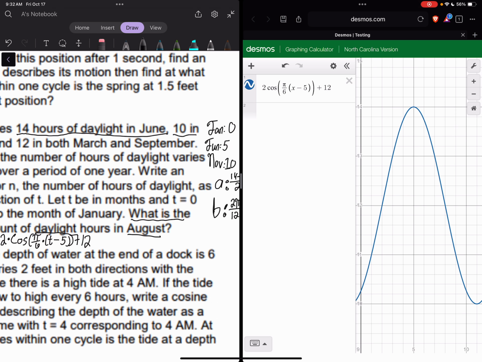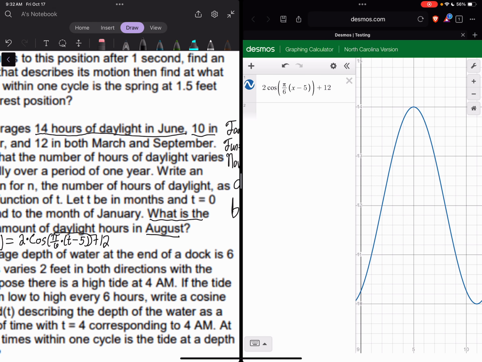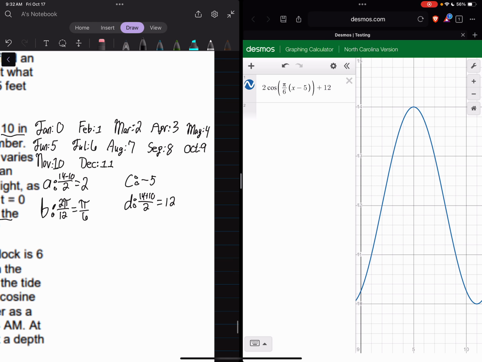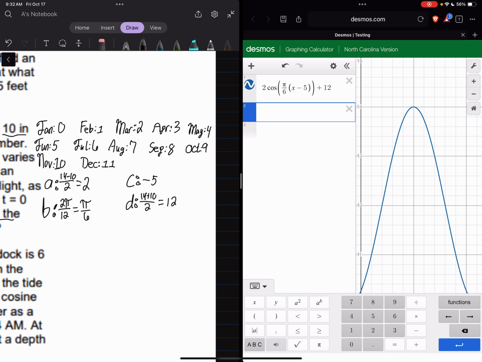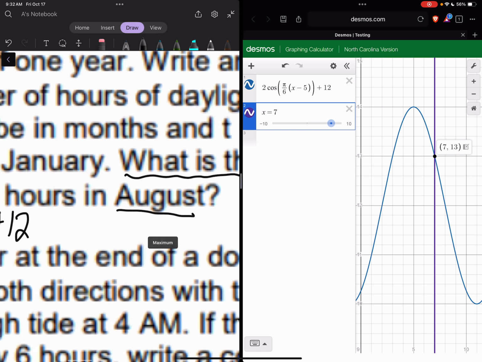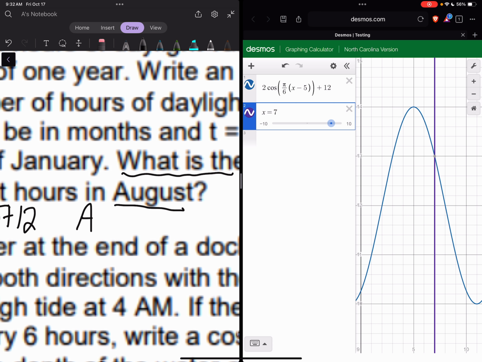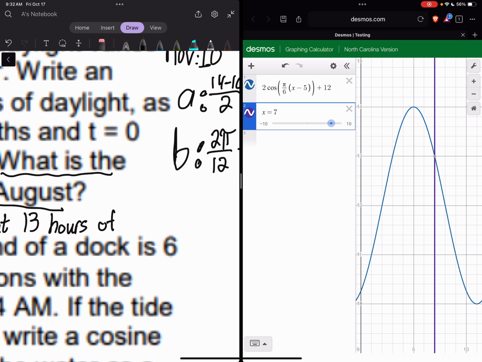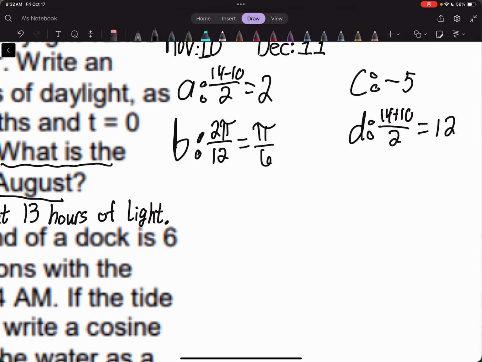Now let's answer the question. What is the average amount of daylight hours in August? August is 7, so I'm going to look where x is equal to 7. 13 hours. So my answer is about 13 hours. Okay, that problem is finished.